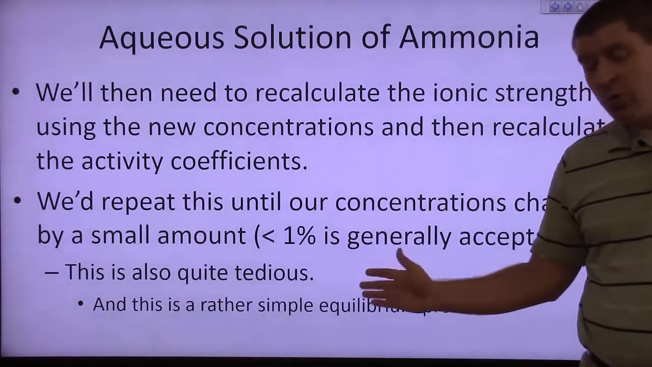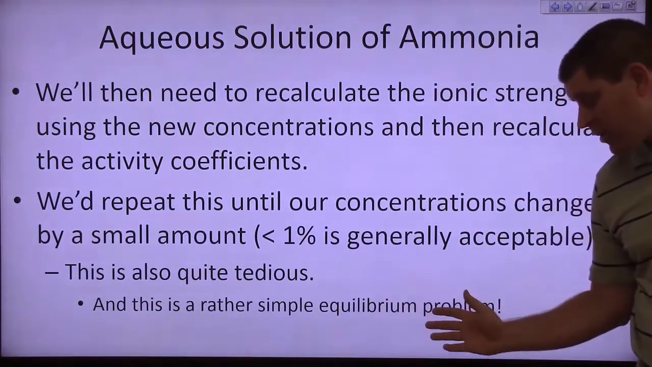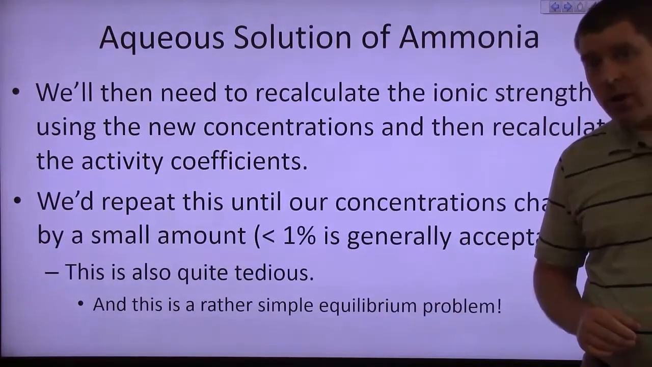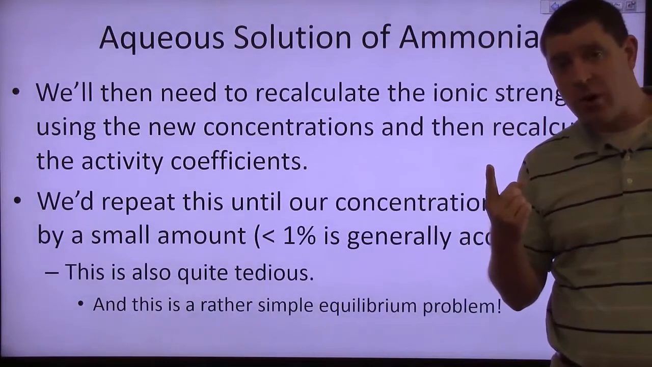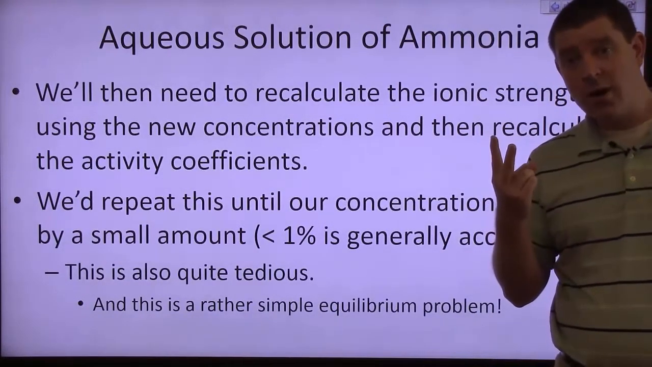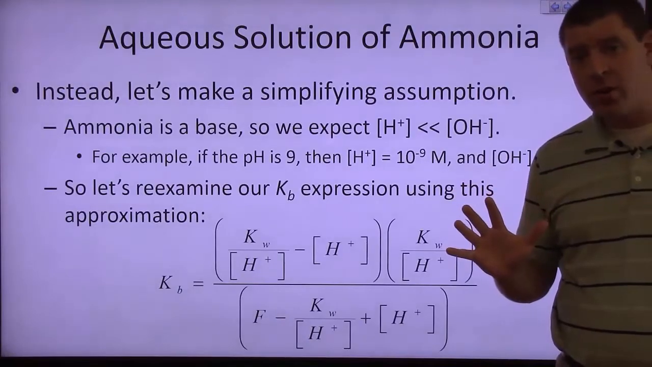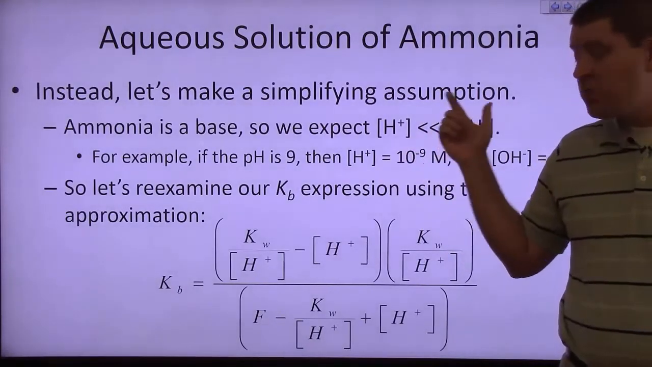Now, this is also pretty darn tedious, and this is a rather simple equilibrium problem. Remember, we only have two equilibria occurring, the autoionization of water, which we're just about always going to have, and one other equilibrium. So instead of going through all of that, let's instead make a simplifying assumption.